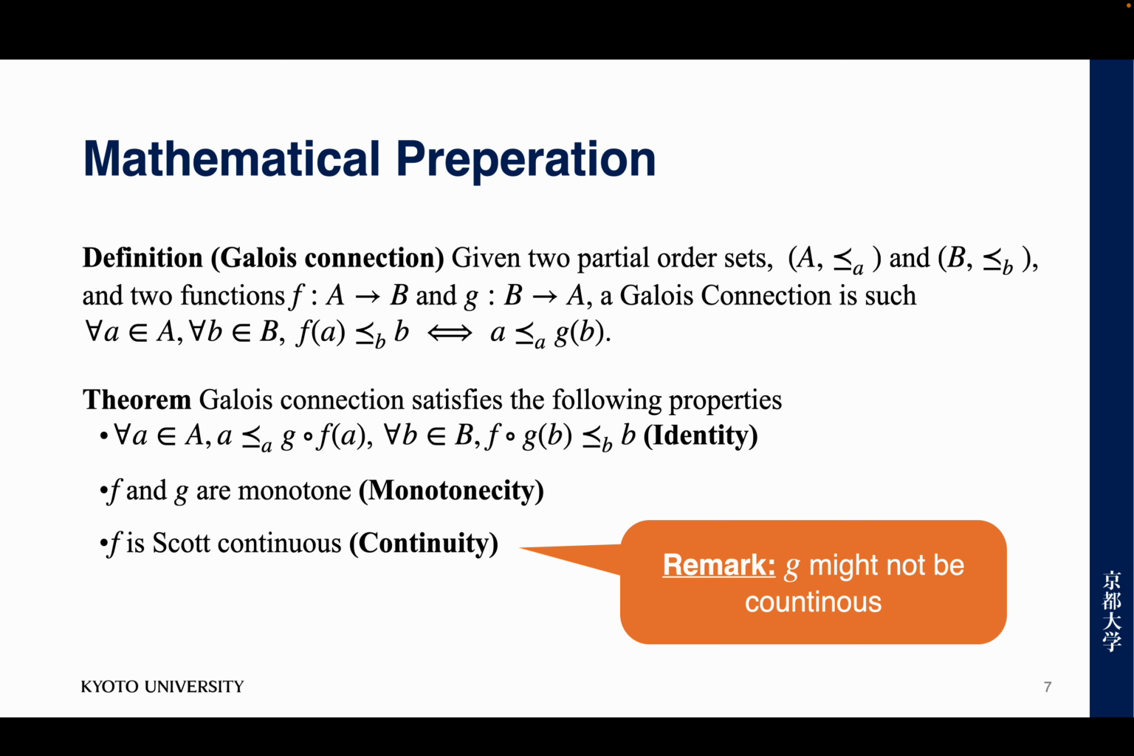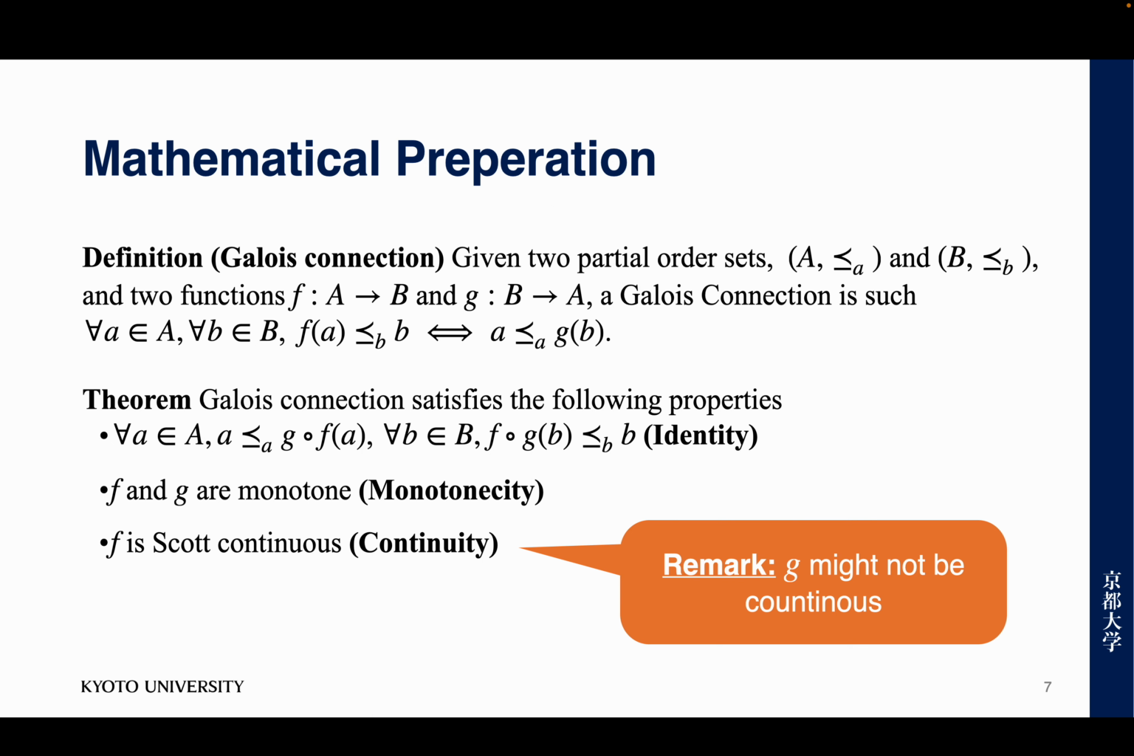A Galois connection is defined over two partial sets together with two functions that map elements between those two domains. Consider two functions f and g. The Galois connection is such that for any element a in A and b in B, f(a) is smaller or equal to b if and only if a is smaller or equal to g applied to b.